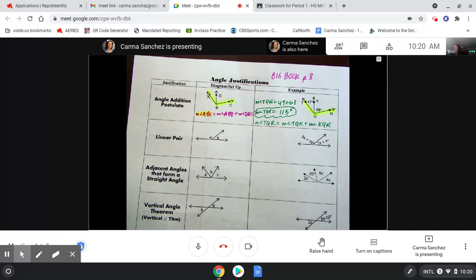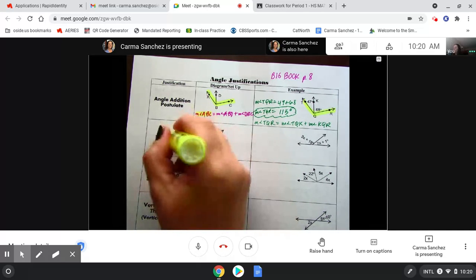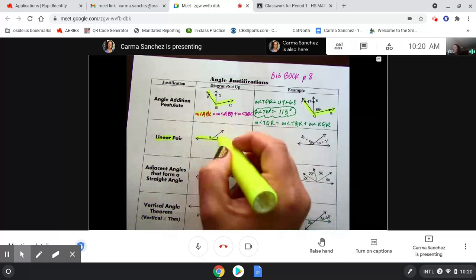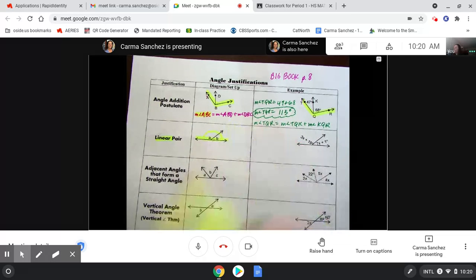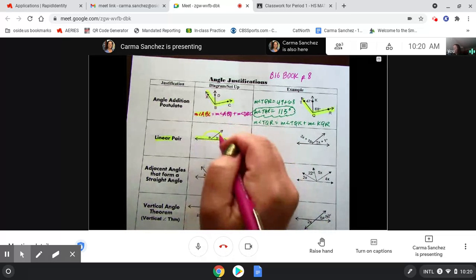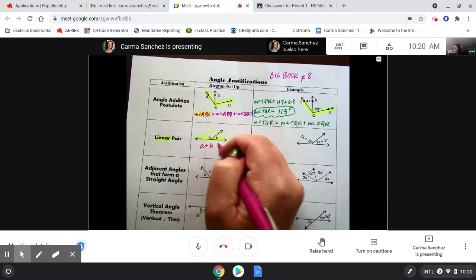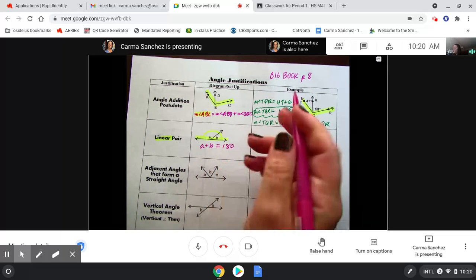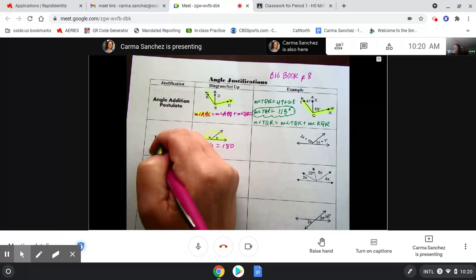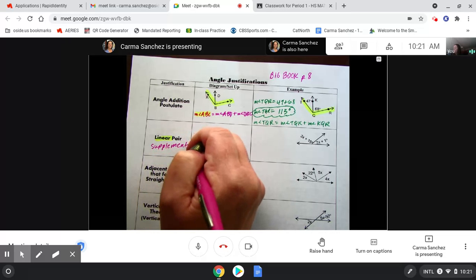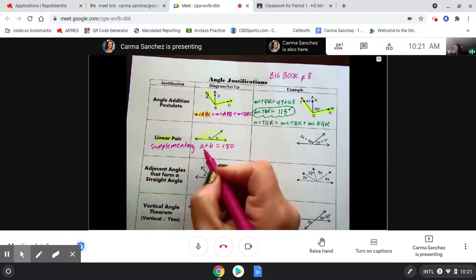All right, let's look at this next one. This next one is called a linear pair. Pair meaning two angles, and linear because it's on a line. We know that A and B form two angles on that linear pair and therefore they are supplementary. So A plus B equals 180. So we're going to say that a linear pair is supplementary, and that means that they add up to 180.